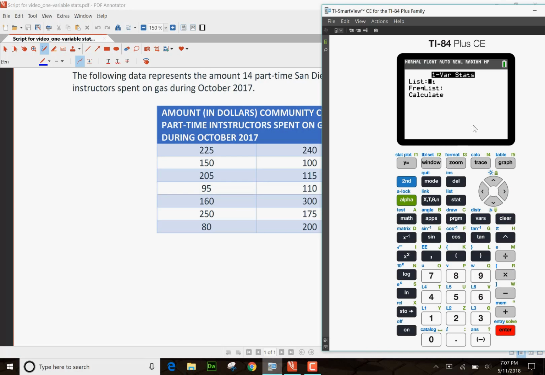See how it defaults to list 1? That's exactly what I was telling you. So that list 1 is what it defaults to. We're good with that because that's what we used. And then once calculate is highlighted, so once it's blinking on the calculate, you hit enter. And lo and behold, just like magic, we get the one variable statistics.